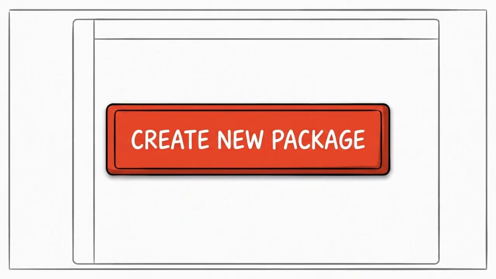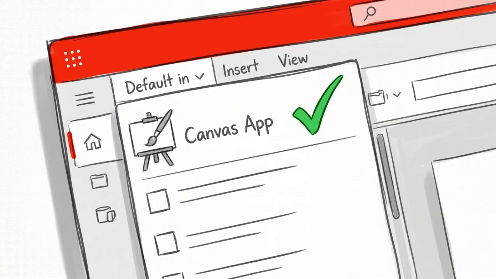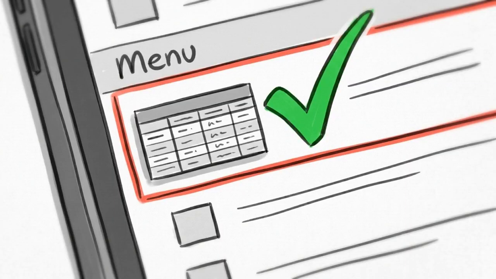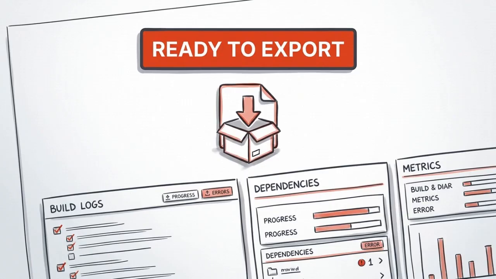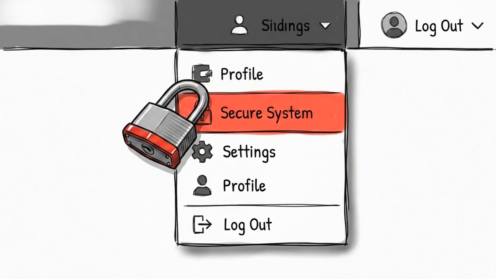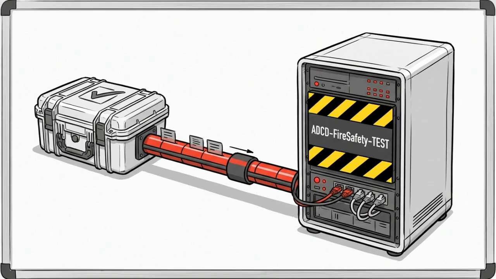With the app fully functional, it's time to package your work. Bundle the Canvas app, the Dataverse tables, and the connection references into a single Power Platform solution named ADCD Fire Safety. To deploy safely, export this package as a managed solution and then import it exclusively into your test environment.